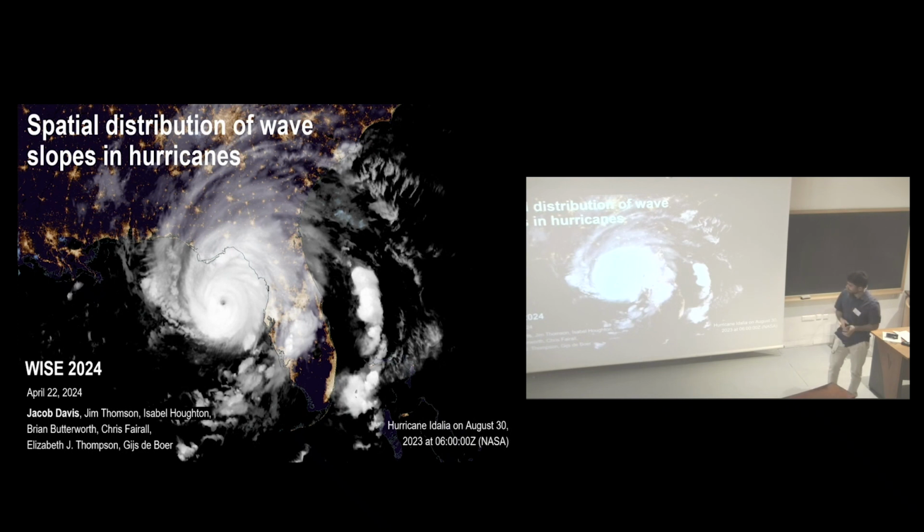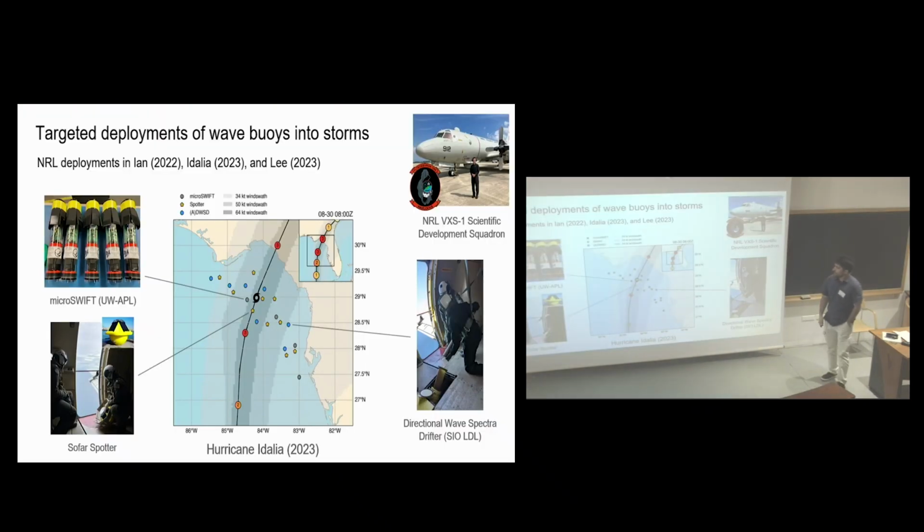So this is just a satellite image of Hurricane Idalia, which is the hurricane I'm going to talk about, which made landfall. It's from the past summer, this hurricane season. It made landfall in the Big Bend region of Florida. So we've been doing these targeted deployments of these small drifting wave buoys into storms. You might be familiar with some of these buoys.